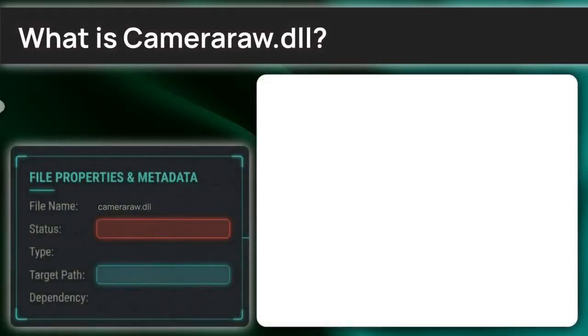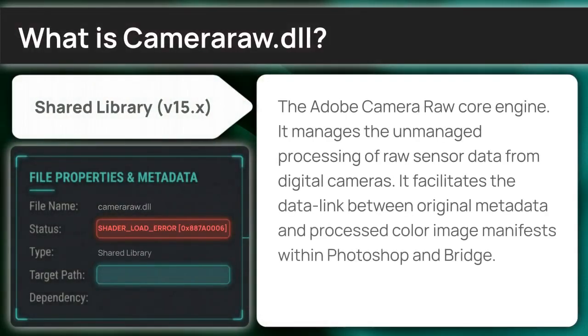This is the Camera Raw library, the Adobe Camera Raw core engine. It manages the unmanaged processing of raw sensor data from digital cameras. It facilitates the data link between original metadata and processed color image manifests within Photoshop and Bridge.